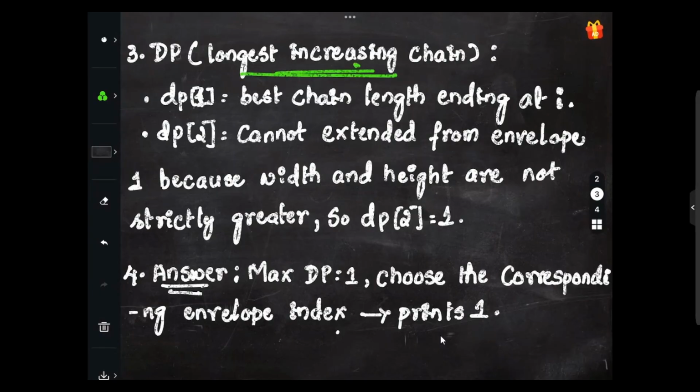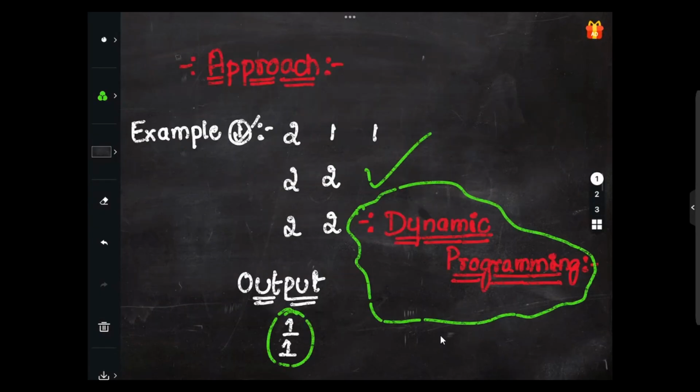We have to consider the longest increasing chain itself, accordingly with the criteria that they have mentioned in the question. So we'll be going with DP1 and DP2. DP1 is nothing but the best chain length that is ending at I. We have to display both the best chain length ending at I and which cannot be extended from the envelope, nothing but the index in simple terms.